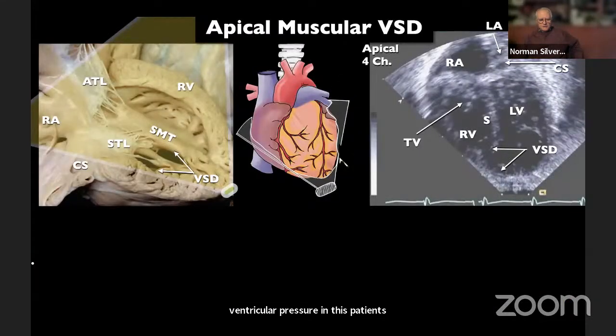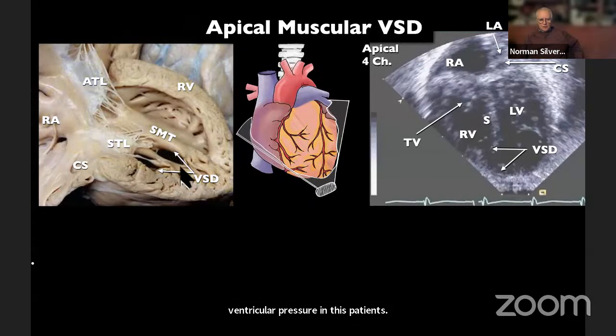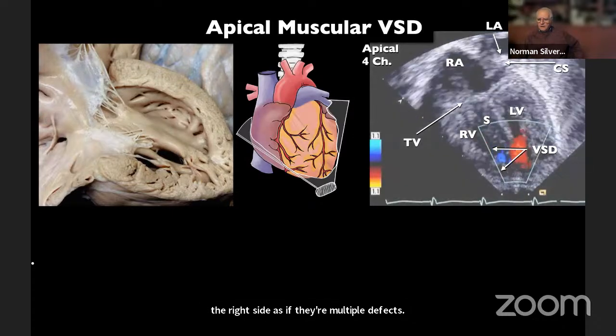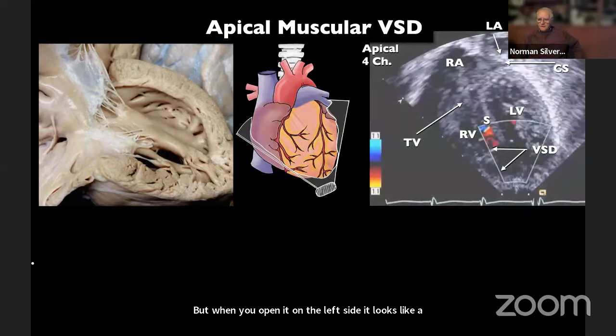Now, apical muscular VSDs, they're all muscle because the septal leaflets are away. The outlet is completely different, but you'll often see that the moderator band and this defect make it look on the right side as if there are multiple defects. But when you open it on the left side, it looks like a singular defect. And of course, echo does that.